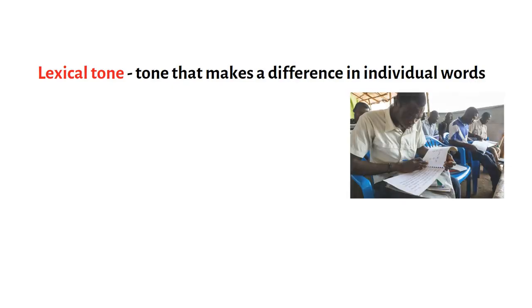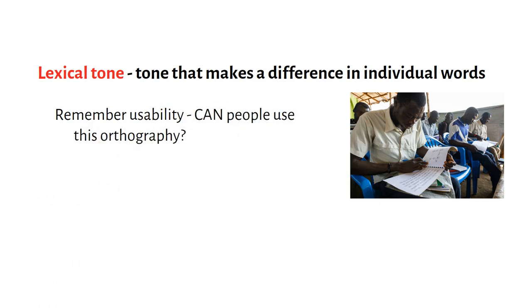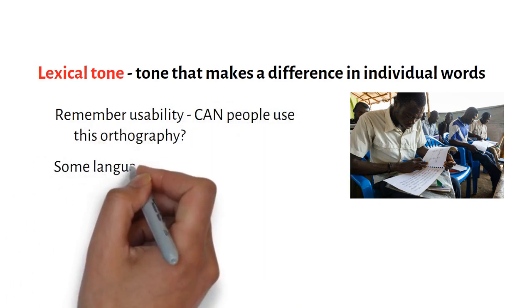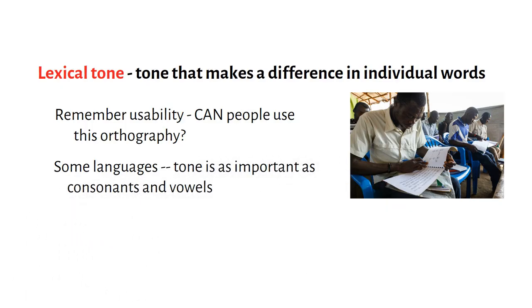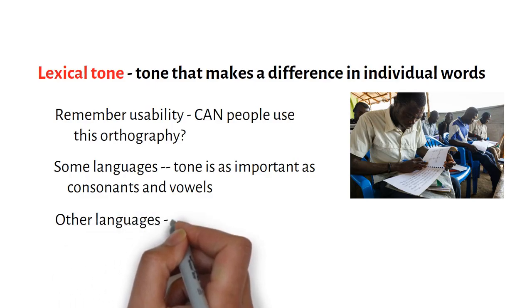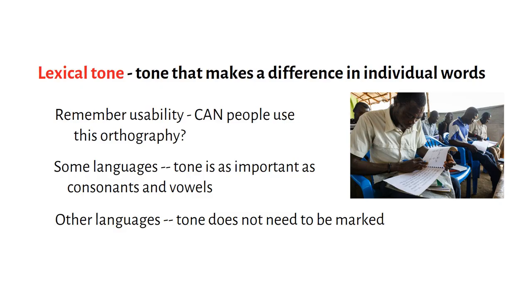Today, we talked about lexical tone. Tone that makes a difference in individual words. Remember the idea of usability? Can people use the orthography? In some languages, tone is as important as consonants and vowels. If you ignore tone, people will not be able to read. In other languages, even tone languages, tone does not need to be marked. As with other parts of the orthography, testing is important in making this decision.